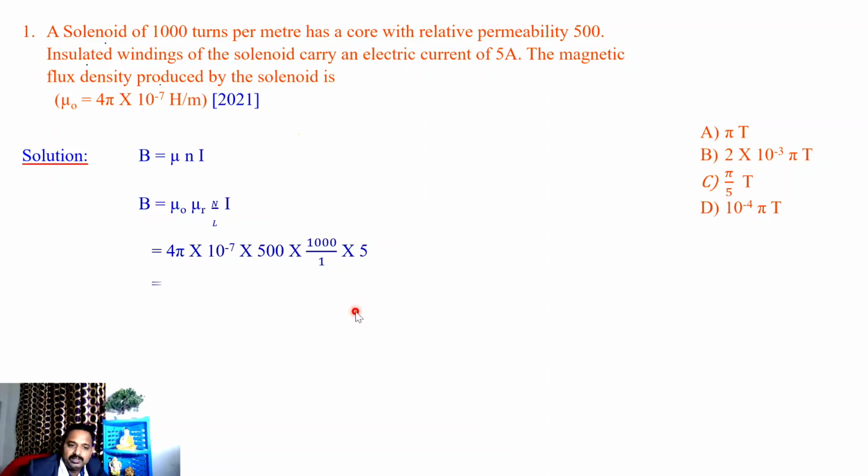If I simplify, I will get pi into 10 power minus 7 into 10 power 7. 10 power minus 7 into 10 power 7 means 10 power 0, that means 1, so pi into 1 you will get pi Tesla, my dear student. So that's about this problem. If you check the answer from the options, option A is the answer. Now we will go for the second problem, my dear student.